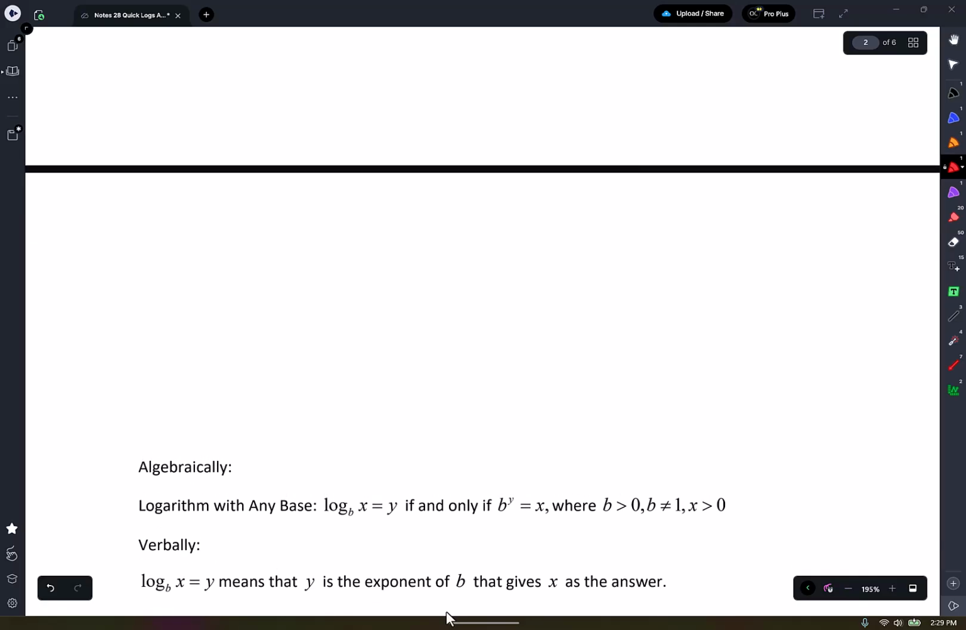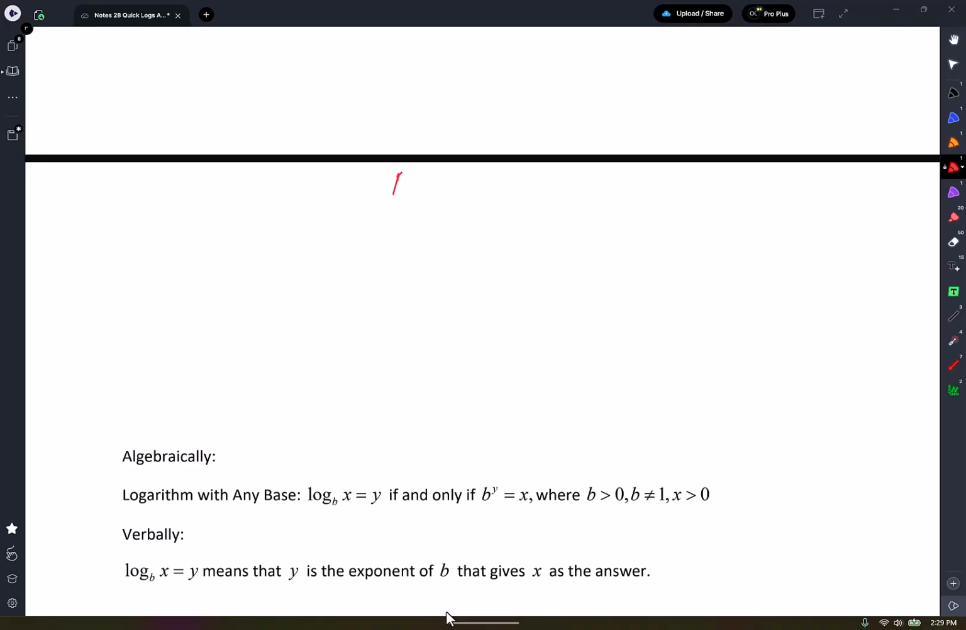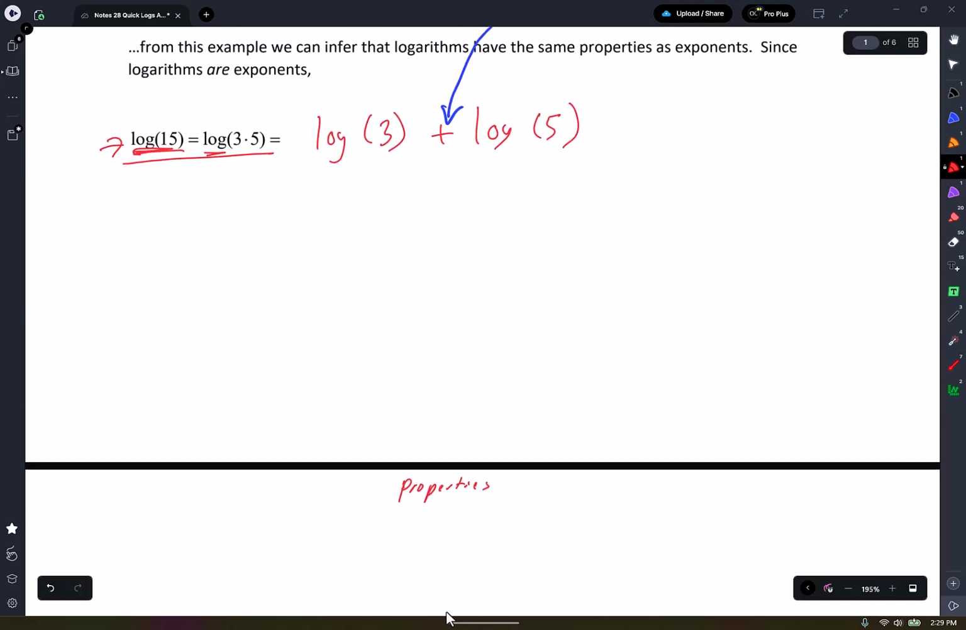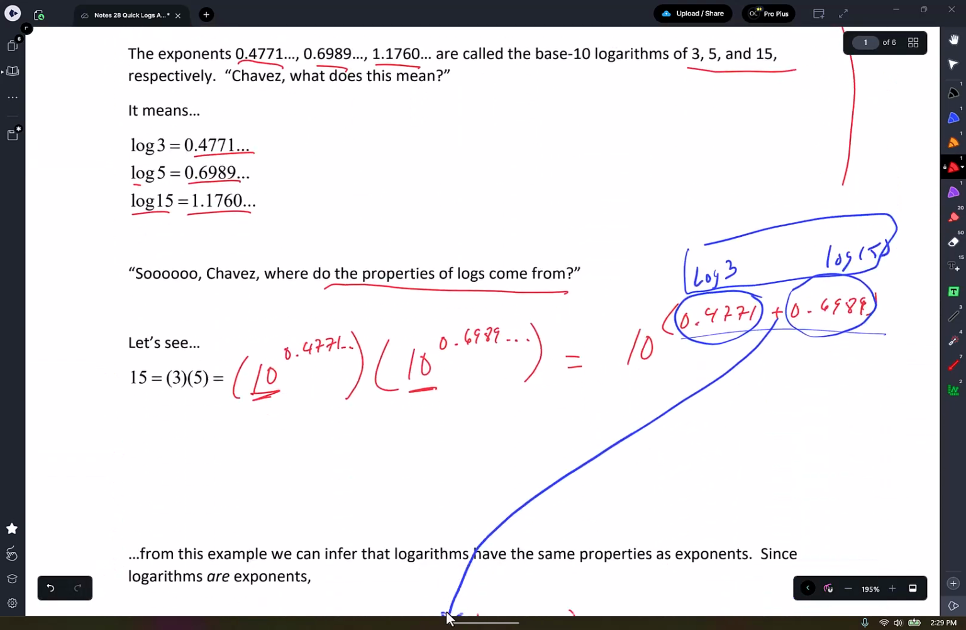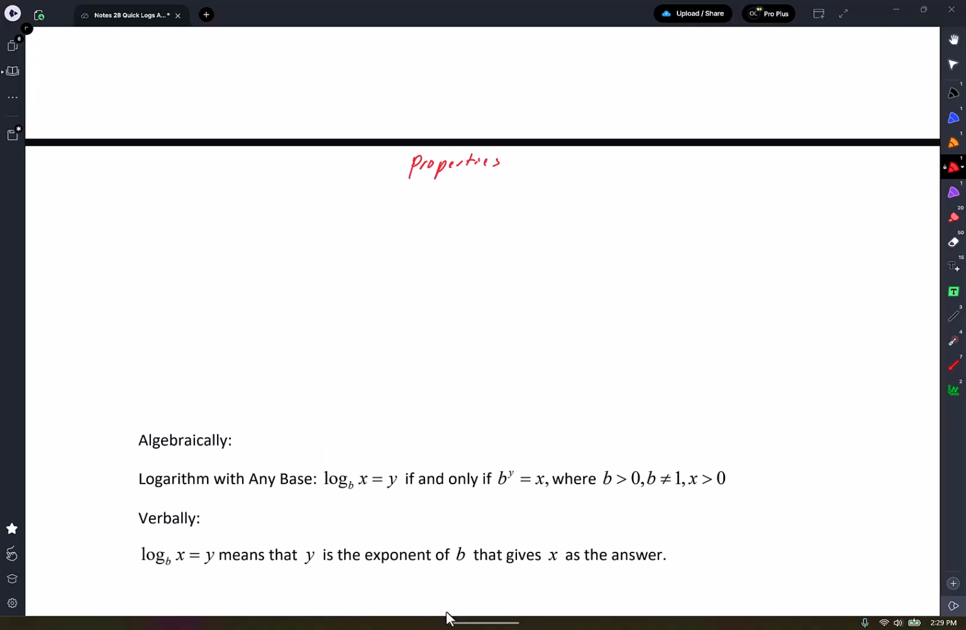So on the next page, you see there's a whole bunch of blank space at the top. I'm going to write the properties. If you want a proof of these, let me know, and we can do a whole lesson on just proving. This is not a form of proof. This is just showing you that it works. So what are the properties? We've got the product rule for logs. What does that mean? If I have log AB, that's the same thing as log A plus log B.